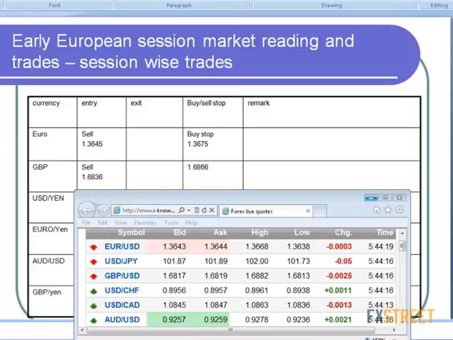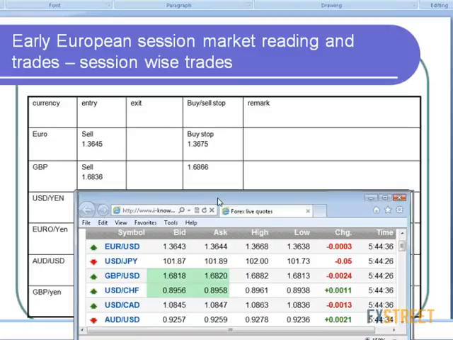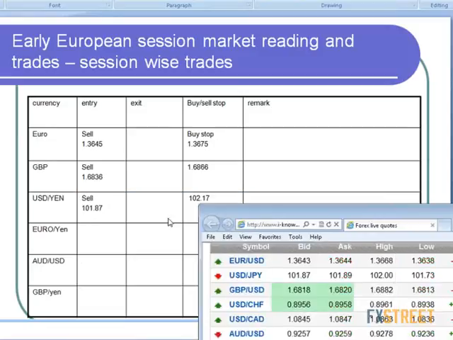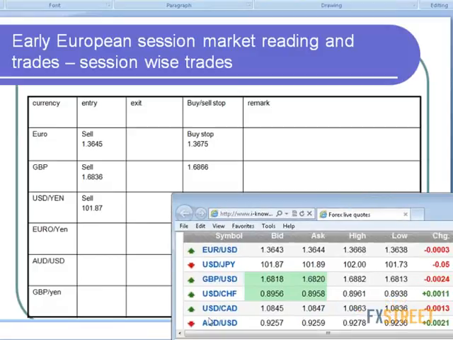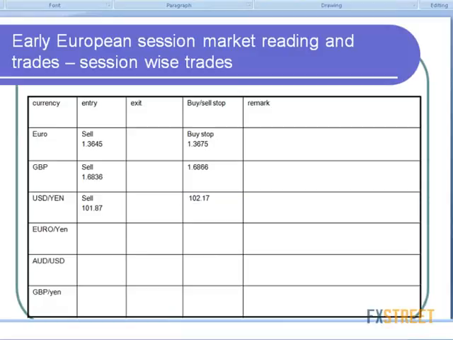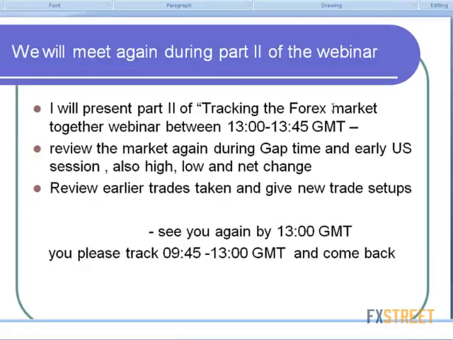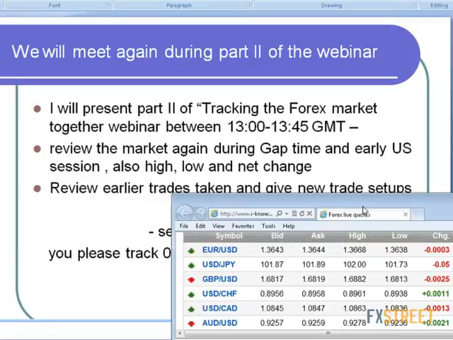So if you've got any questions, you can ask me. Otherwise, during part 2 of the webinar, I'll try to explain to you or show you the results of these trades, what I have taken now, and how exactly I handled it during this particular time frame. I'll come back by 13 GMT and show you in part 2 of the webinar how exactly the market has moved, whether against me or in favor of my reading. If it is against me, I have a hedging to limit the risk.